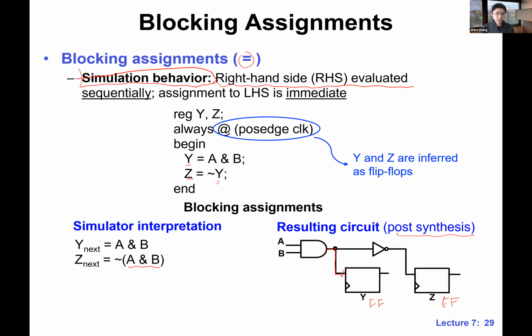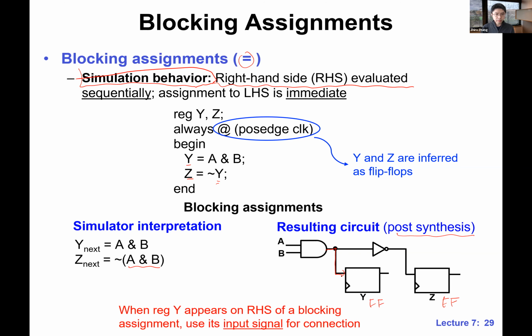But with blocking assignment, this is something you need to know. When we do blocking assignment, we really want to directly connect. So over here we are using Y, and we want to use the input side of Y when we connect it to Z. This is really the input side of Y, because the assignment is immediate.